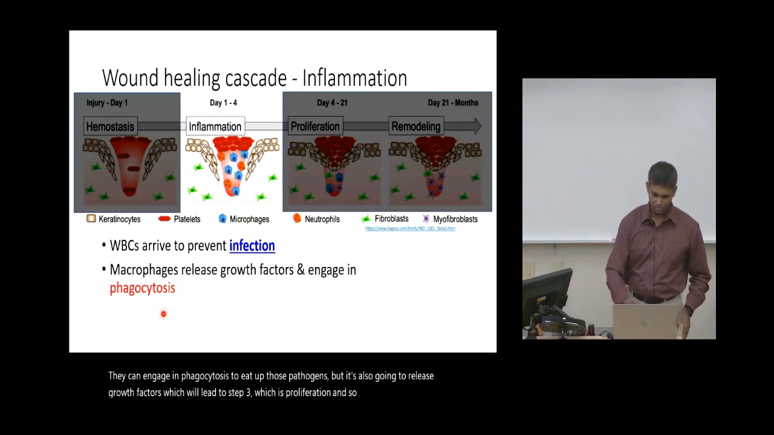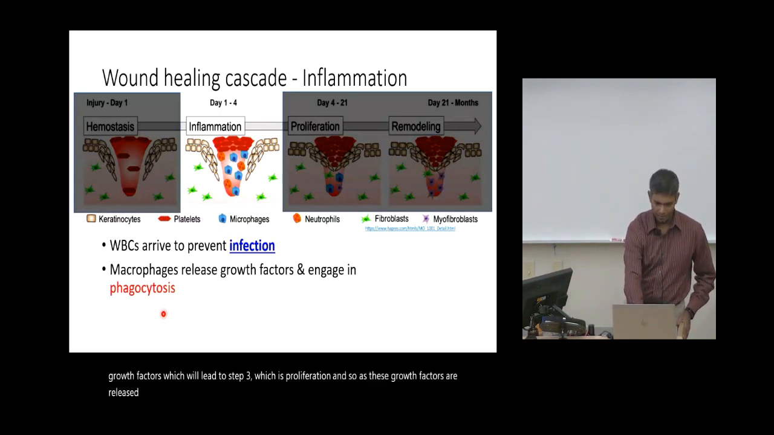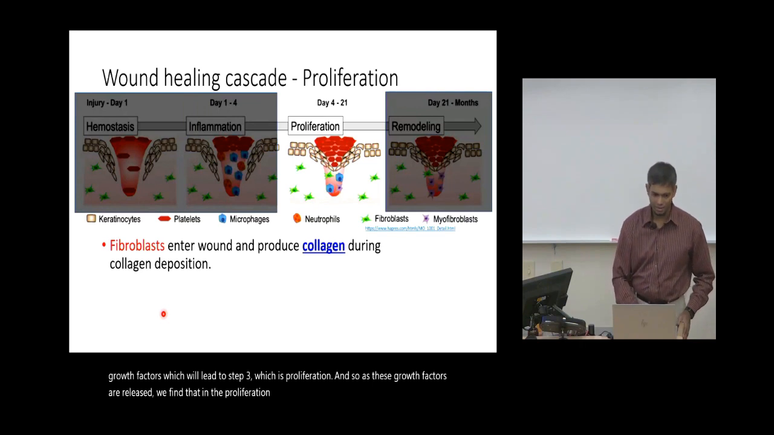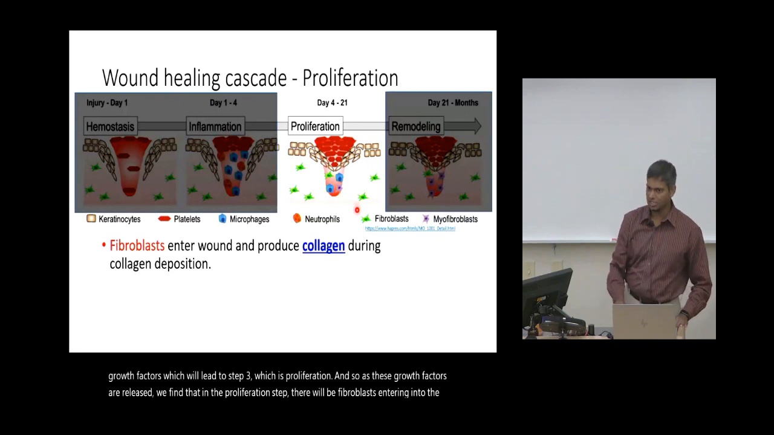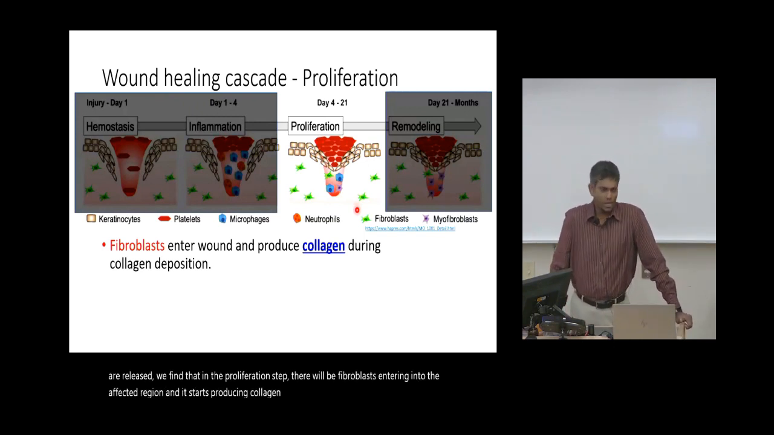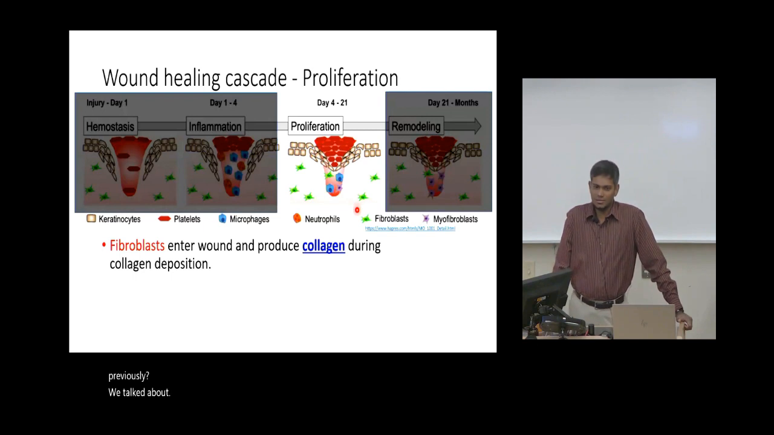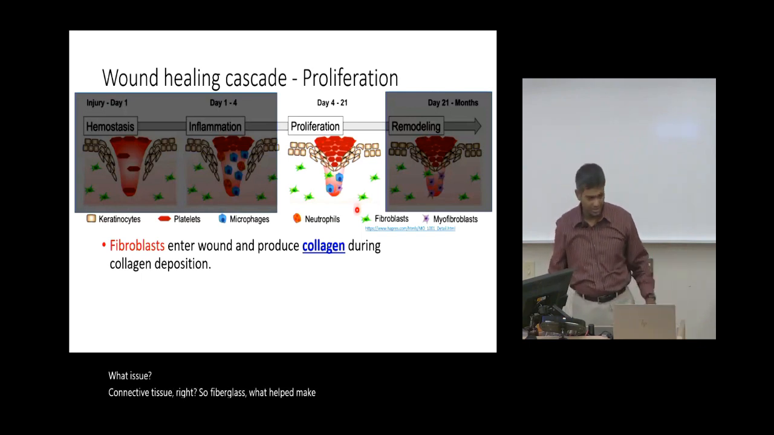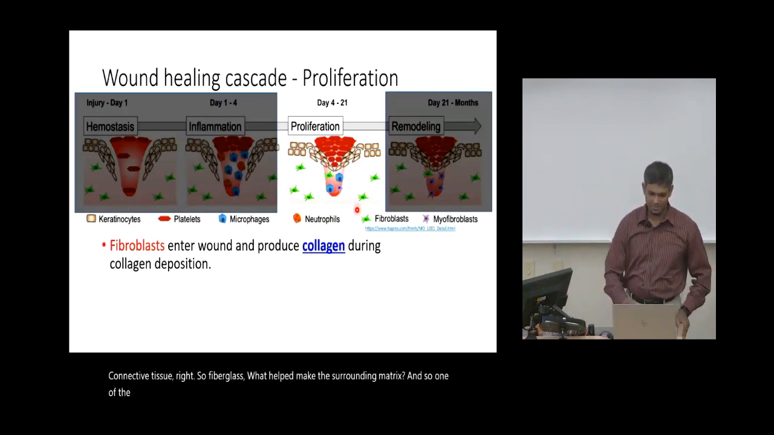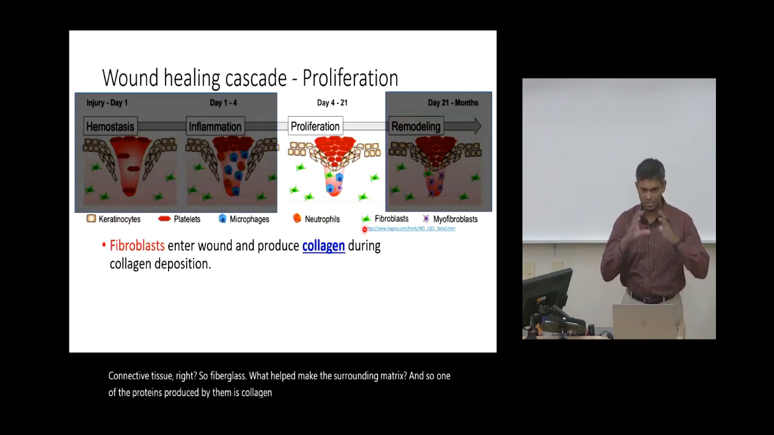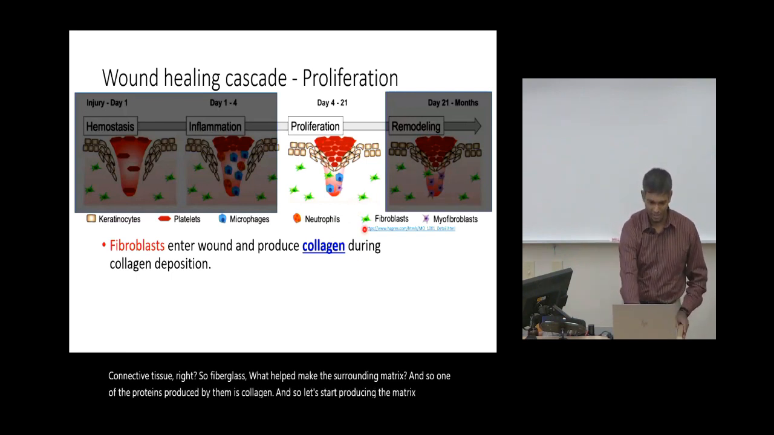As these growth factors are released, in the proliferation step there will be fibroblasts entering the affected region, and they start producing collagen. So when did we talk about fibroblasts previously? We talked about what tissue? Connective tissue, right? Fibroblasts help make the surrounding matrix, and one of the proteins produced by them is collagen, which starts producing the matrix around the affected region.